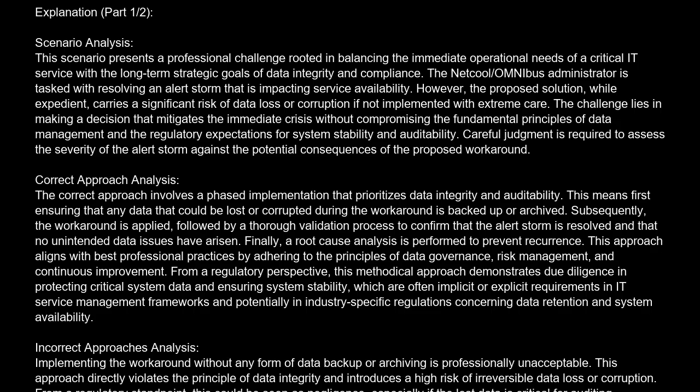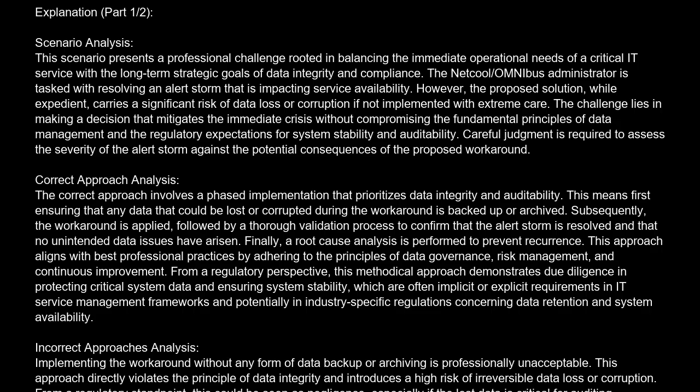Incorrect approaches analysis. Implementing the workaround without any form of data backup or archiving is professionally unacceptable. This approach directly violates the principle of data integrity and introduces a high risk of irreversible data loss or corruption. From a regulatory standpoint, this could be seen as negligence, especially if the lost data is critical for auditing, reporting, or business continuity. It fails to meet the expected standards of care in managing IT systems.